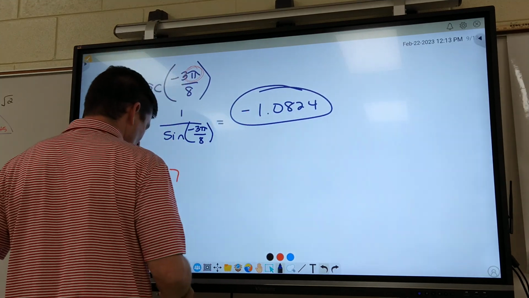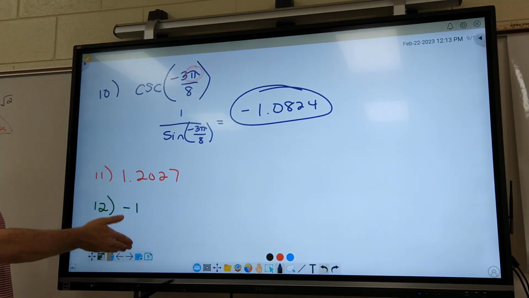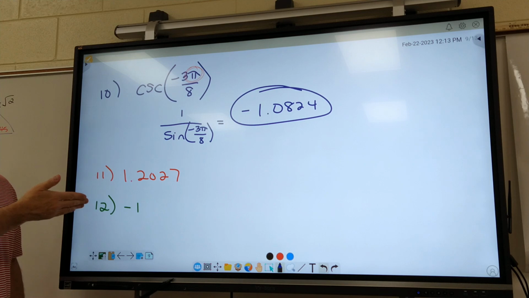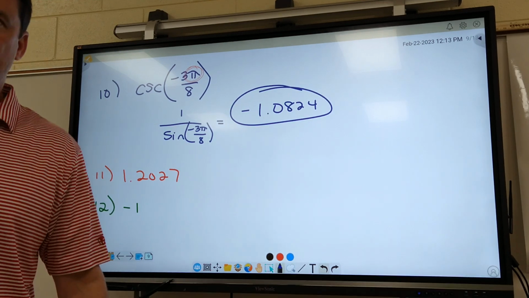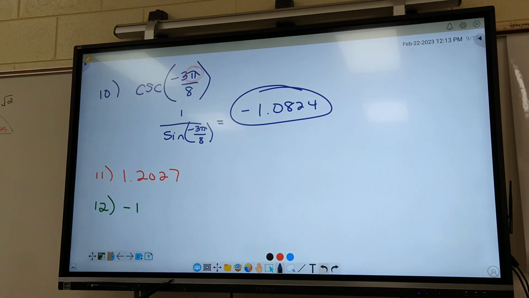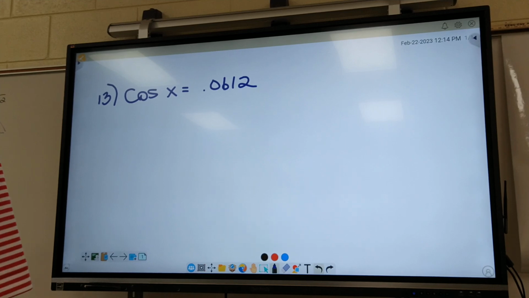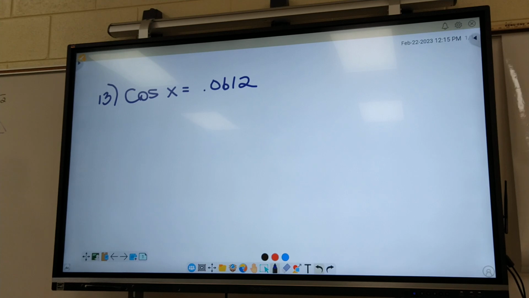1.0824. All right, I left these answers up here for 11 and 12. I'm guessing that's what I did second block. Y'all plug 11 and 12 in your calculator. Let's read our instructions above number 13. It says to use your calculator to find the value of x in degrees, minutes, and seconds.